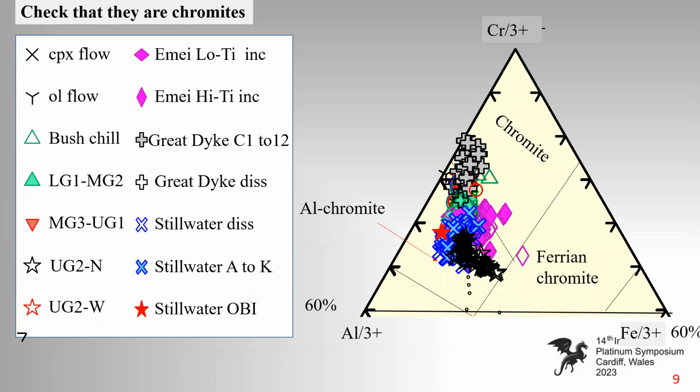So first things first, always check that that little black thing you've analyzed is actually a chromite. A lot of the time, recently I've been receiving papers that are not actually chromite, and they go on and on and on about chromite. It's not chromite, so make sure they're all chromites before you start.